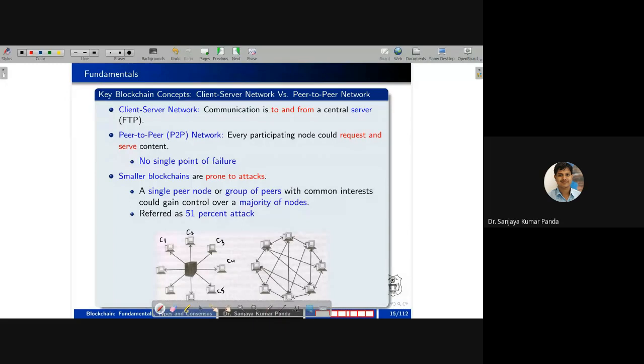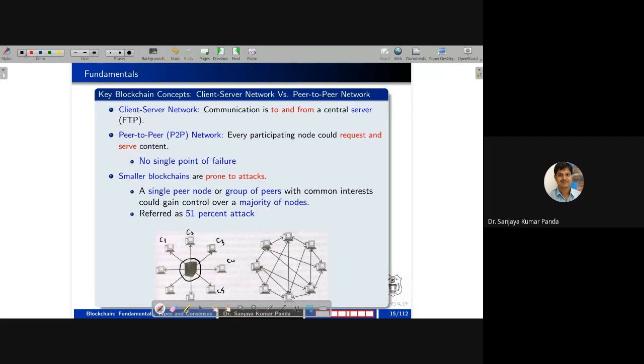So for any communication, whether you want to receive or send something, each and everything requires the intervention of the server. Without the server, you cannot transfer or receive a particular file. But the problem with this system is that there is a single point of failure. If the server fails, then the entire network is out of order, or you can say the entire network has collapsed. That is the drawback of our client-server network.